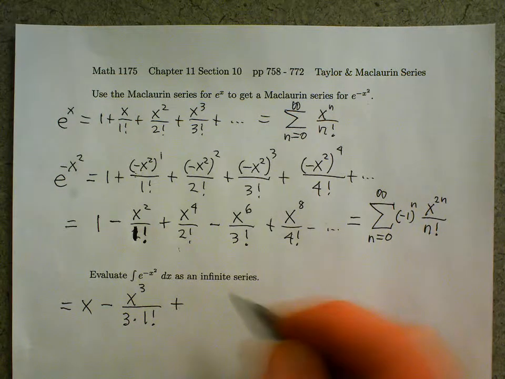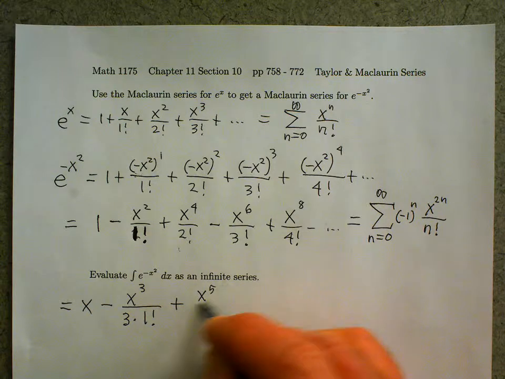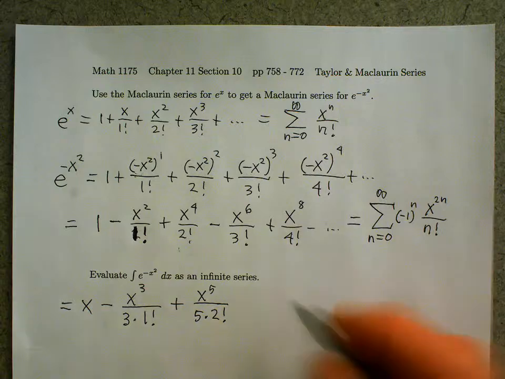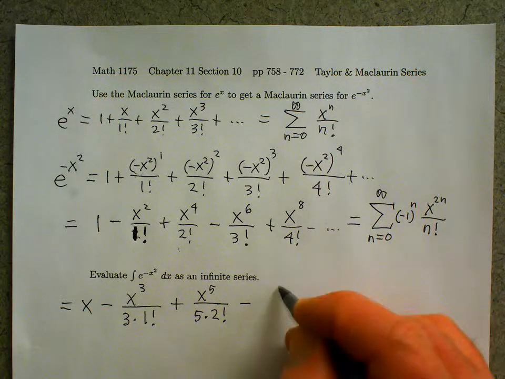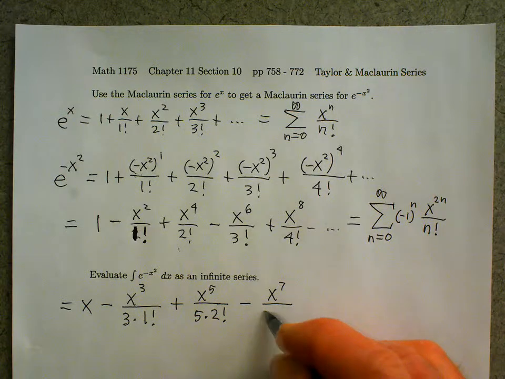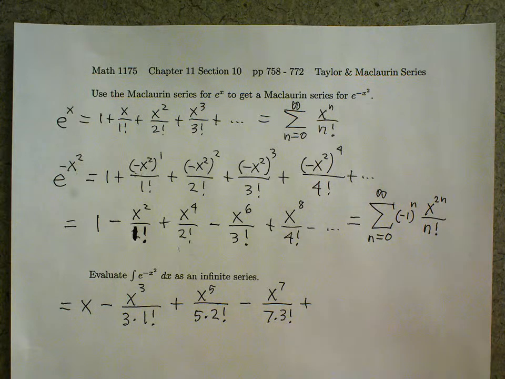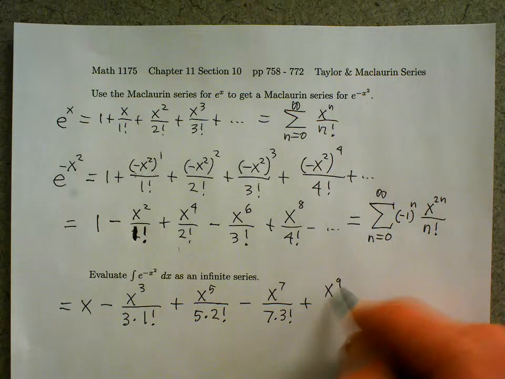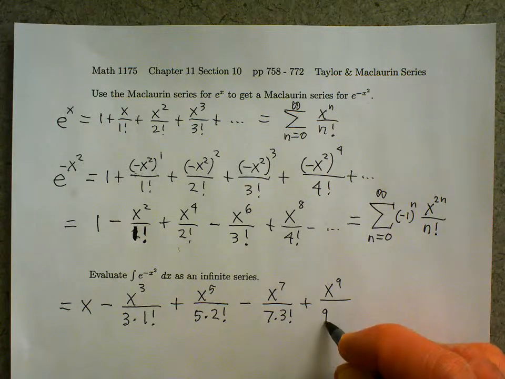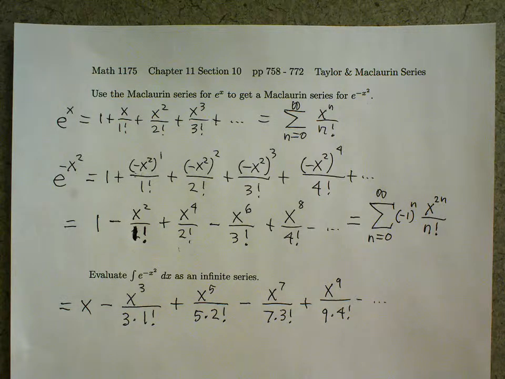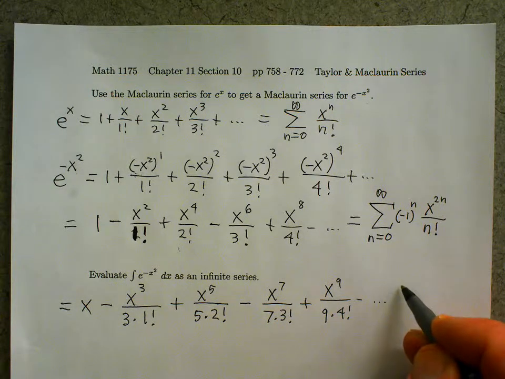And then plus x to the fifth over 5 times 2 factorial. And then minus x to the 7th over 7 times 3 factorial. And the next term, x to the 9th over 9 times 4 factorial. So what do we get in sigma notation?